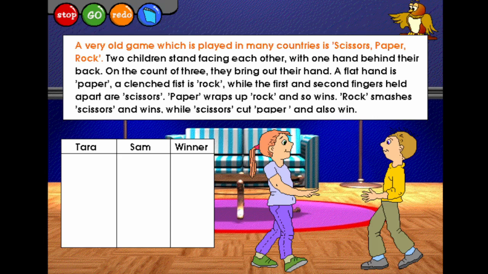A very old game which is played in many countries is scissors, paper, rock. Two children stand facing each other with one hand behind their back. On the count of 3, they bring out their hands. A flat hand is paper. A clenched fist is rock. With the first and second fingers held apart, it is scissors. Paper wraps up rock and so wins. Rock smashes scissors and wins, while scissors cut paper and also win.